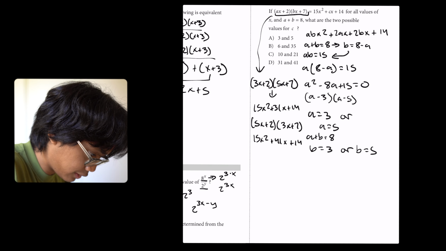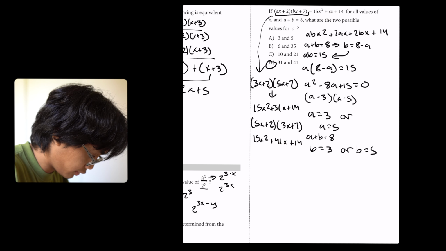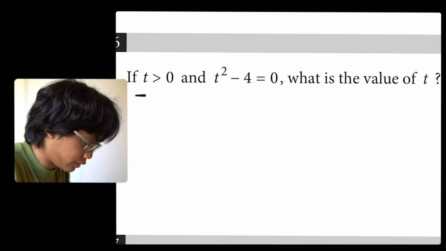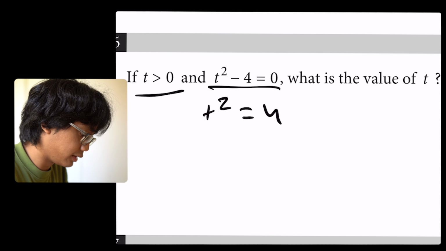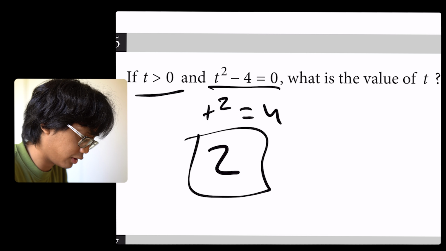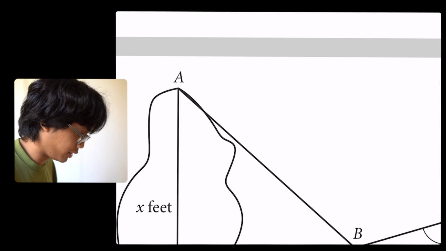So that means C is either 31 or 41, which is answer choice D. T is greater than 0, t squared minus 4 equals 0. So that means t squared equals 4. And since t is greater than 0, which means it can't be negative, the only answer you can have is 2. Because you could have negative 2, but t has to be greater than 0, so you can't do that. So it will have to be just 2.